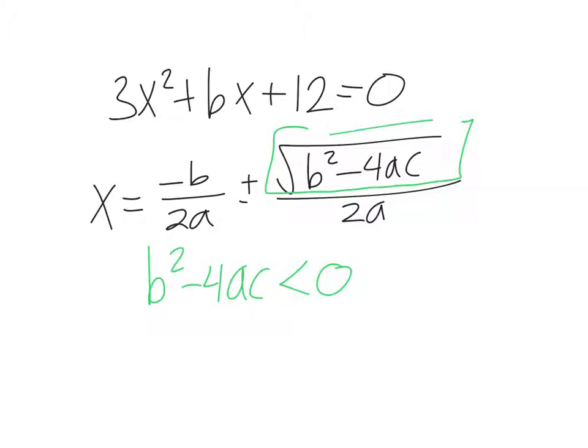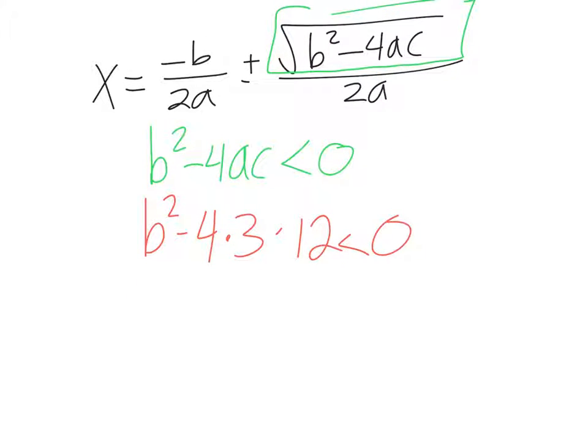So we're going to set this up. B is b. Oh, that's cool. So b squared minus 4 times 3 times 12 is less than 0. Okay. So we get b squared, 4 times 3 is 12, 12 times 12 is 144, minus 144 is less than 0. So b squared is less than 144.